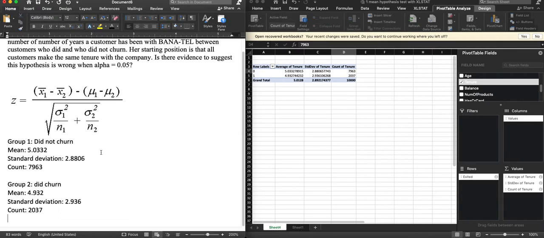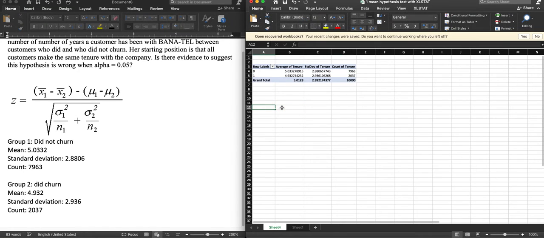Okay, that is all the raw information we need. Now we're going to plug it into this formula. We'll start by doing the numerator, so the things on the top. That's the point difference. So that's the average for did not churn minus the average for did churn. That's the point difference between the two. Now the denominator are the things below the line.